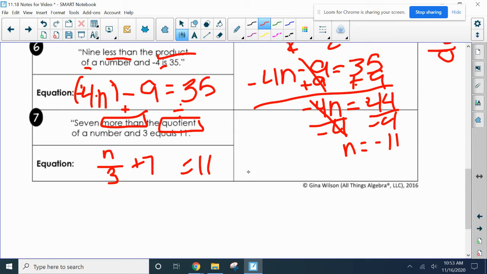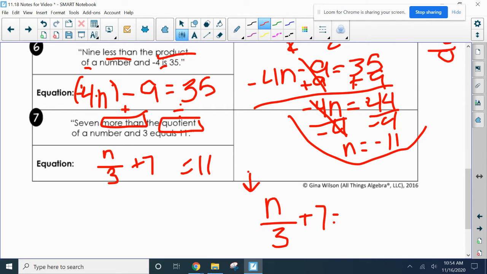So now we're going to do our solve, and I'm doing it down here because I wanted to leave that work in case you still needed it. All right, so 7 more than, we know more than is addition. Quotient we said is division of a number and 3. So of a number and 3, we kept it in that same order and added 7 more than that equals 11. If you had put the 7 first, with addition, the commutative property says they're the same. So 7 plus, commutative property, it'll still give you the same thing. So we have n over 3 plus 7 equals 11.